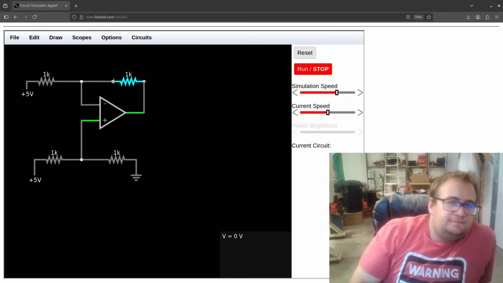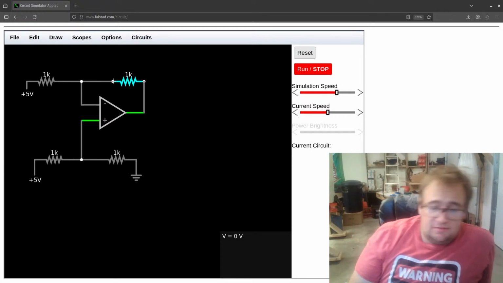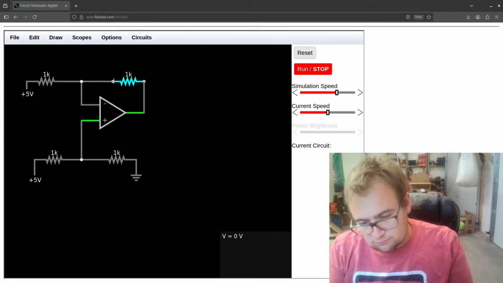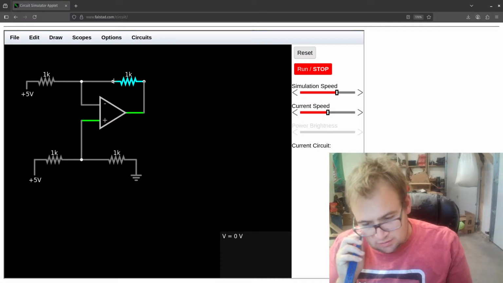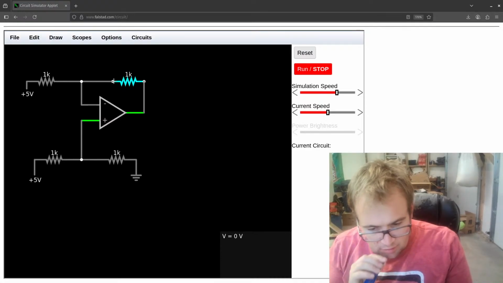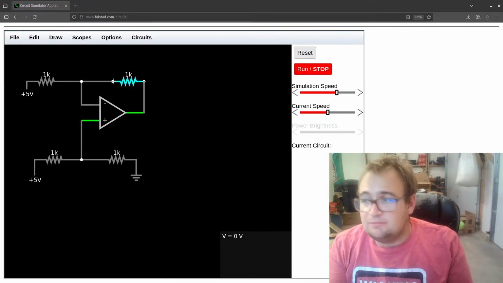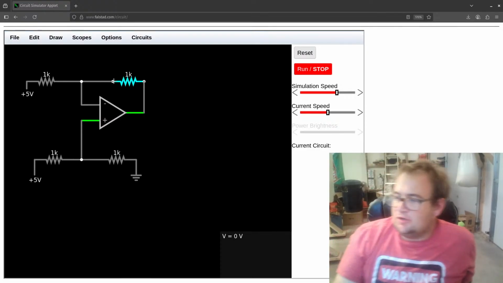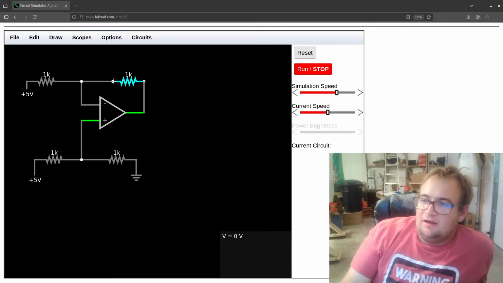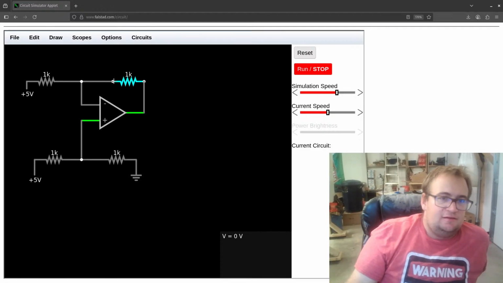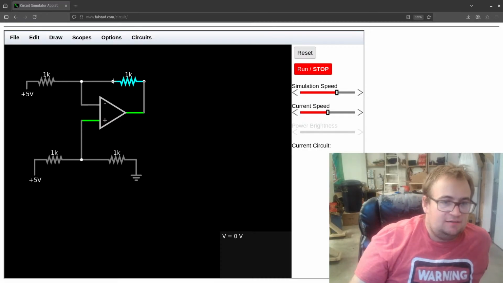So, let's look at this circuit. I think I got it all set up correctly. Double check. Well, I got them all the same. This is a much more complicated circuit. It might be hard or next to impossible for me to explain it. We'll see if I can.